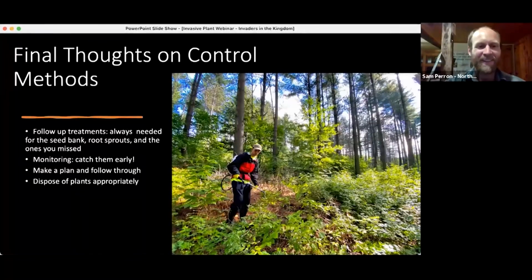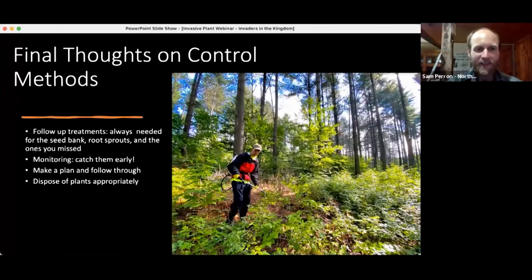Keep at it. And along those lines, definitely encourage you to continue monitoring those areas. Even if you think you've had a really good control and you've taken care of the plants out there, do get out there and keep checking for a bunch of years. Keep an eye on it and see if they come back.